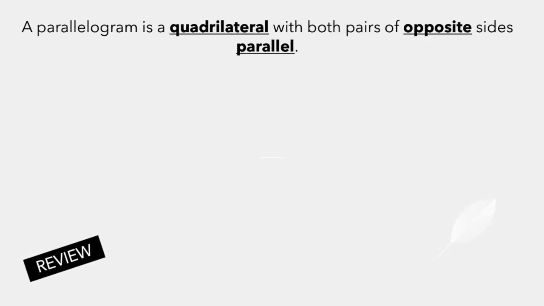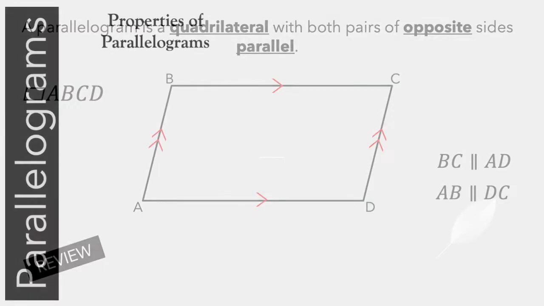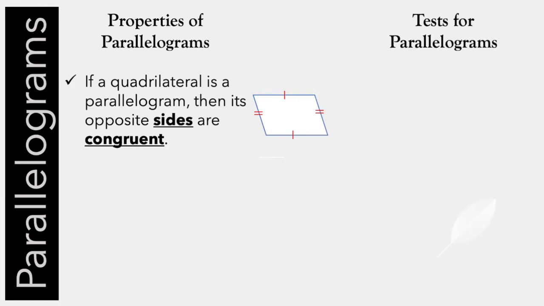A parallelogram is a quadrilateral with both pairs of opposite sides parallel. So this is parallelogram ABCD, where BC is parallel to AD and AB is parallel to DC. And last time, like I said, we talked about some properties of parallelograms. For example, if a quadrilateral is a parallelogram, then its opposite sides are congruent. Today we're talking about the tests for parallelograms.